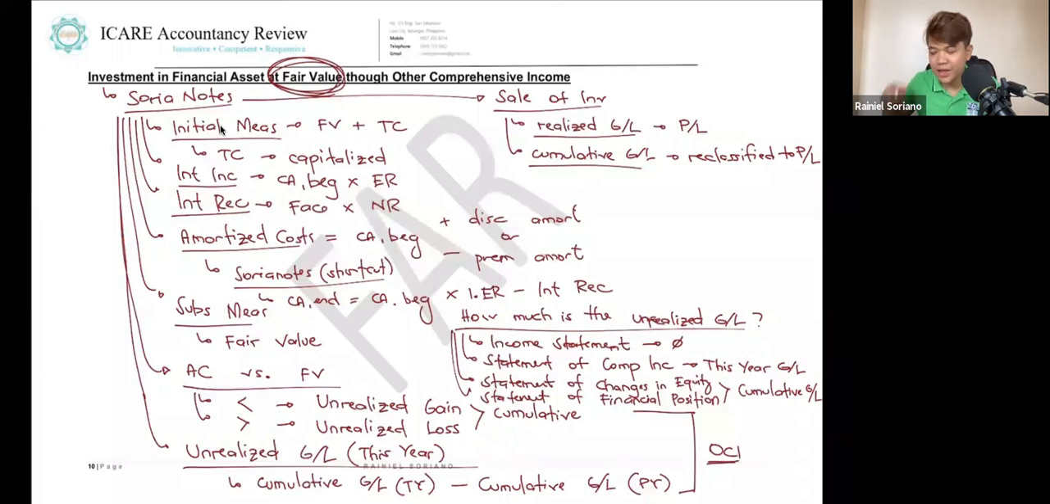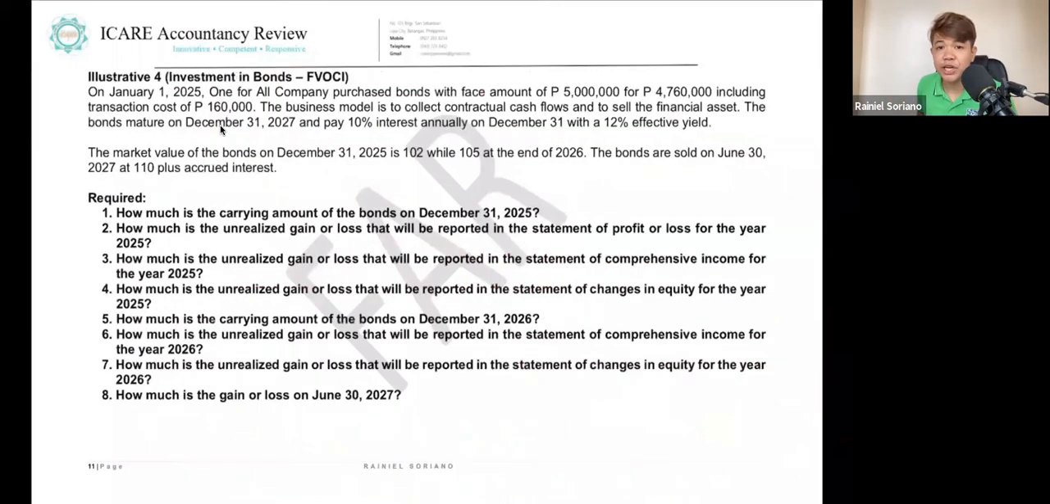Now, let's go to illustrative problem number 4. By the way, guys, chat section: is this investment in debt instruments or debt securities included in Intermediate Accounting 2? Is it still included? Yes po, it's included. Alright, good. Illustrative 4 then.